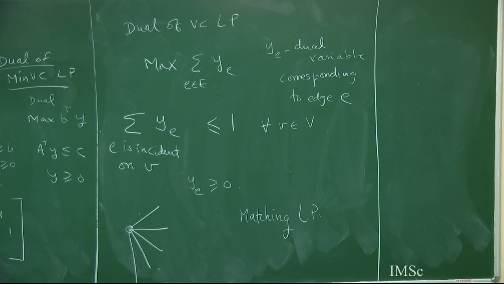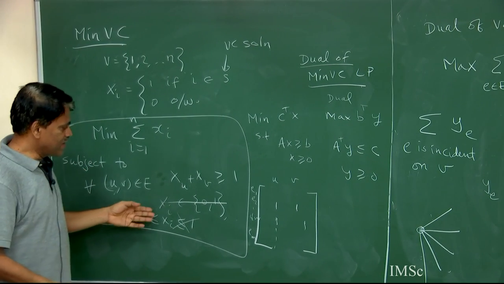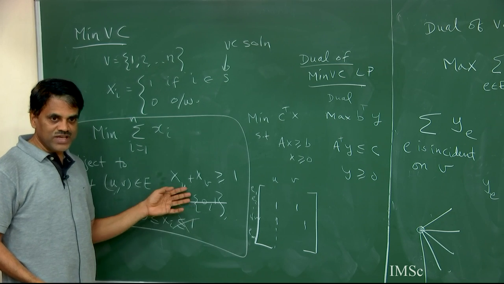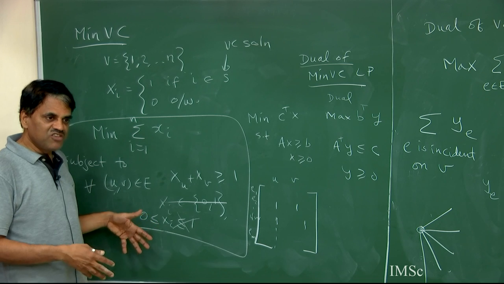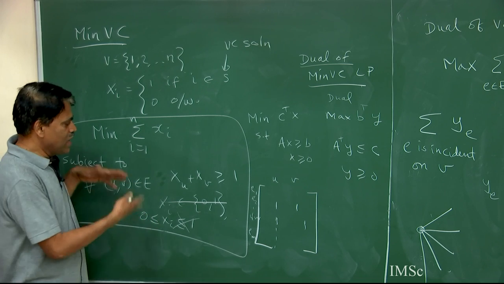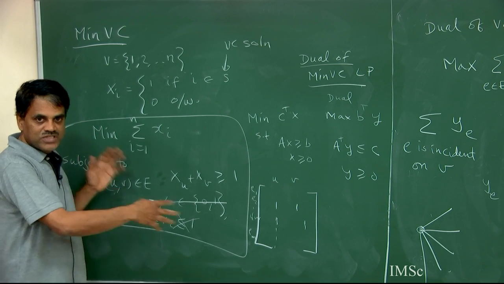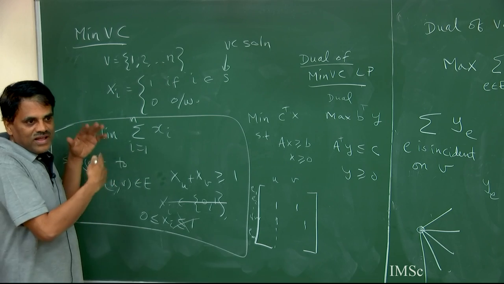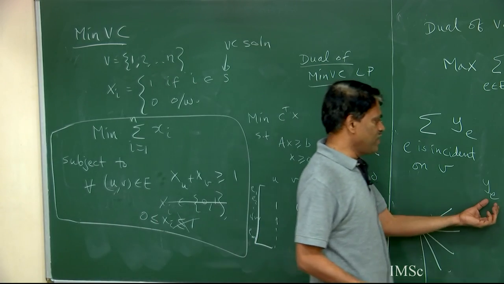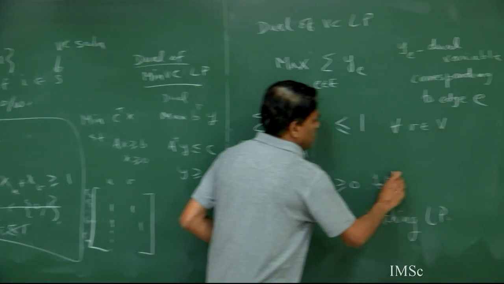I said LP duality tells me that at the optimum these two objective functions are the same. So minimum vertex cover and maximum matching are the same. Not quite. Why not? Once I relaxed it, this is not quite the minimum vertex cover LP, it is something else now, because once I put the 0, 1 constraint, it is the vertex cover LP. Once I relax it to a linear program, I don't know what it is. Then I take the dual, and it is the same problem here. If I make this constraint 0, 1, this is the matching LP.